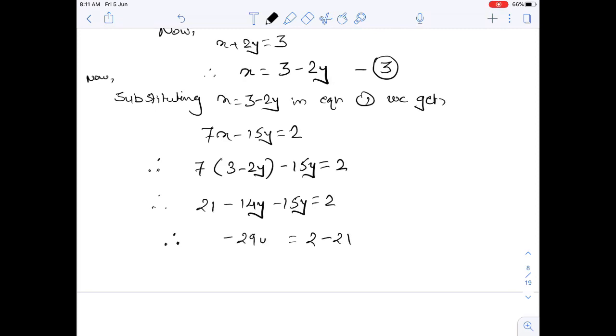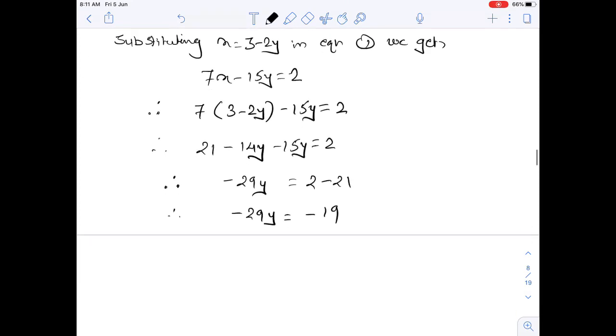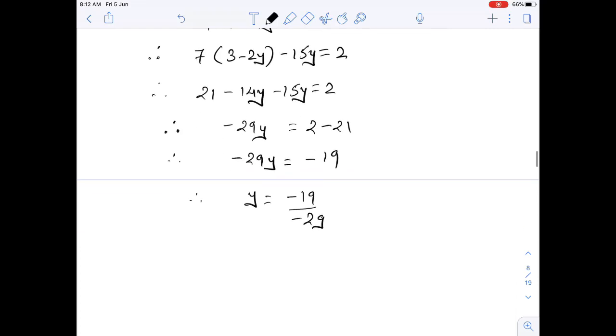minus 29y, okay. Therefore minus 29y equals minus 19, okay. Therefore y equals minus 19 upon minus 29. Therefore y equals 19 upon 29. Now this is our first value, that is y equals 19 upon 29.